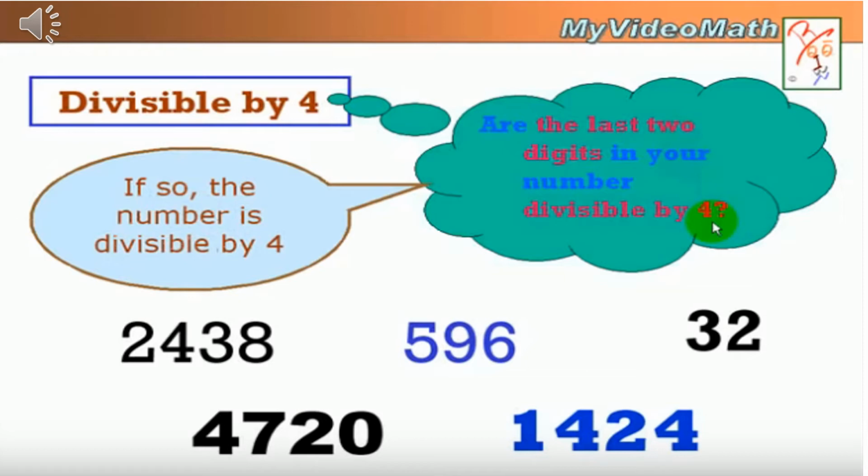Can you think which of the last two numbers is not divisible by 4? You're right. 2,438 is not divisible by 4 because 38 is not a multiple of 4.